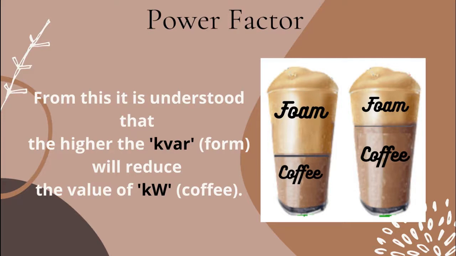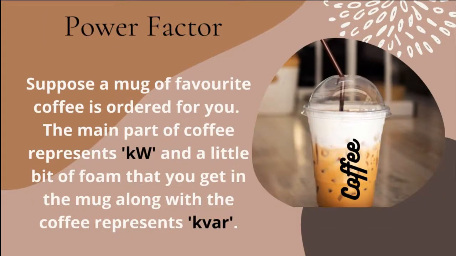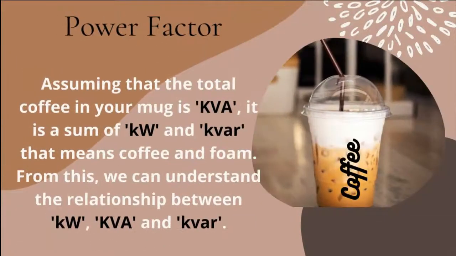Let us look at a simple example to better understand these terms. Suppose a mug of your favorite coffee is ordered for you. The main part of the coffee represents kW, and the little bit of foam that you get in the mug along with the coffee represents kVAR. Assuming that the total coffee in your mug is kVA, it is a sum of kW and kVAR, that means coffee and foam. From this, we can understand the relationship between kW, kVA, and kVAR.